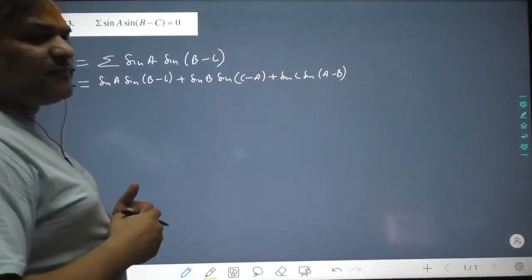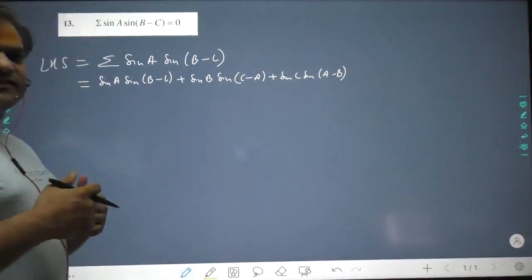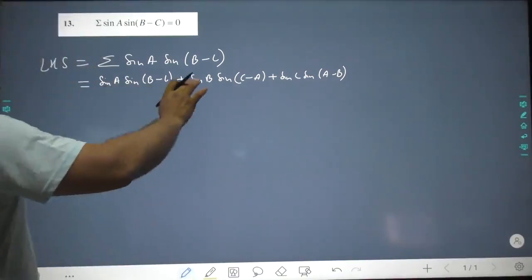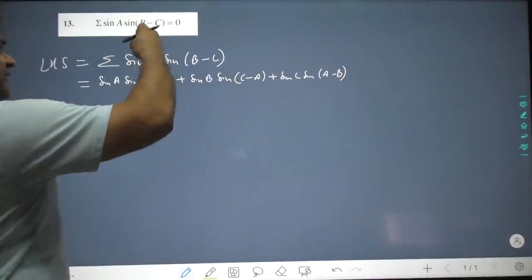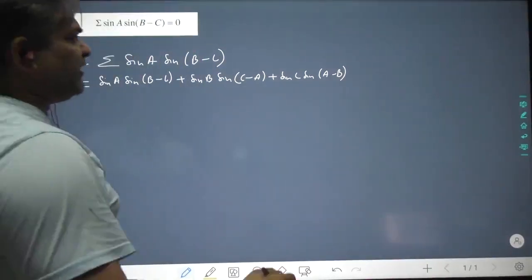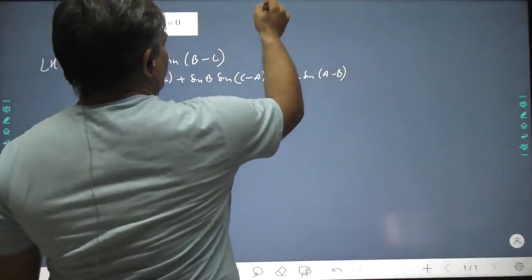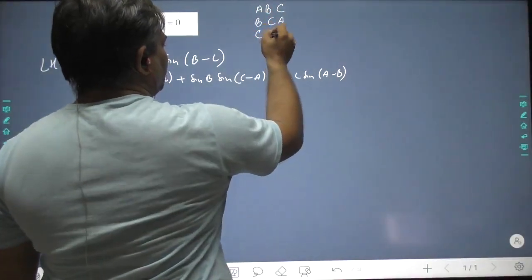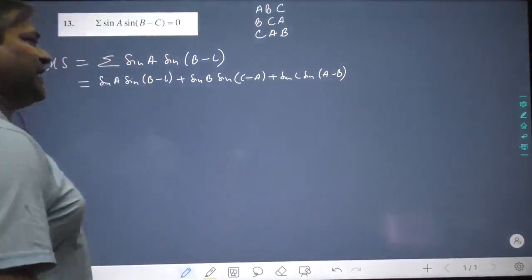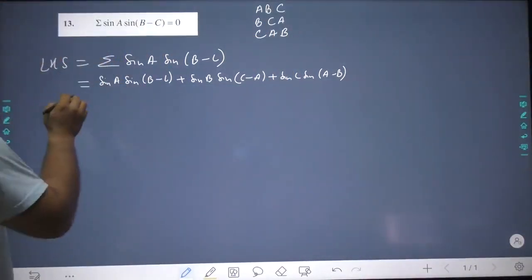Whenever anything comes in a triangle, it means like this: A B C, B C A, C A B. It will always go like this. You must remember this: A B C, B C A, C A B. So it is always like this. So we have this. Now what do we do?